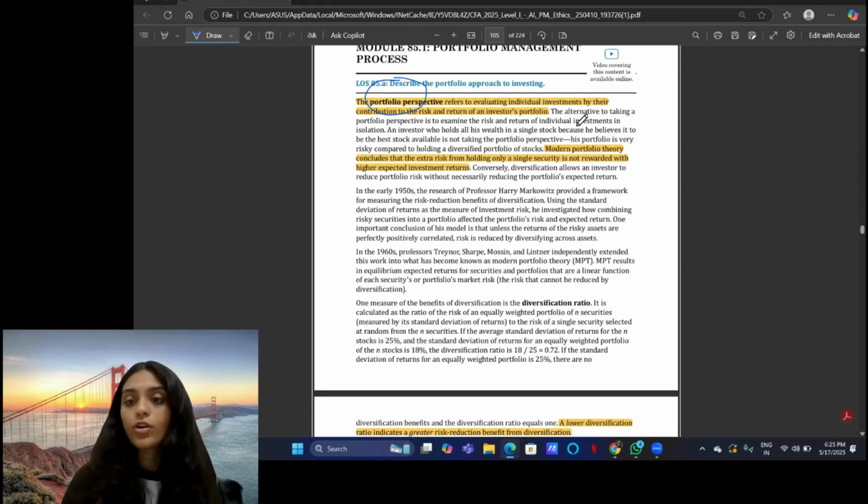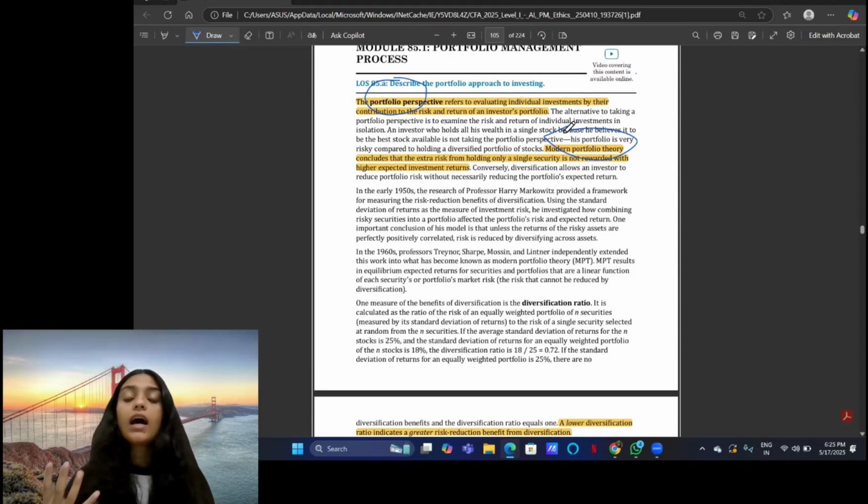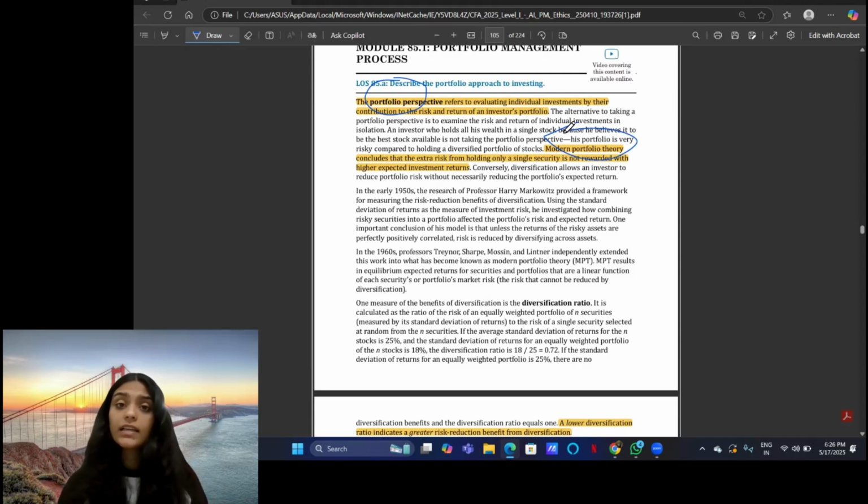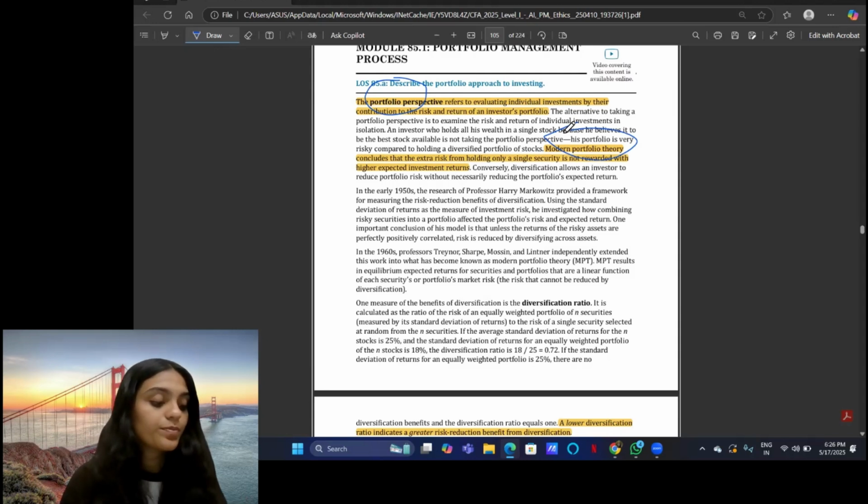Second is what is modern portfolio theory. So in this theory, which was introduced in the 1950s, it states that unless the stocks are strongly positively correlated, they can be put together in a portfolio, which would help in diversification.